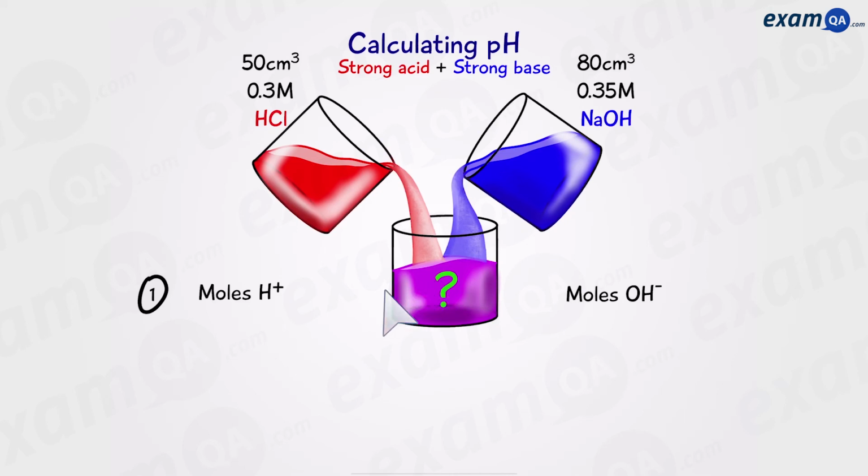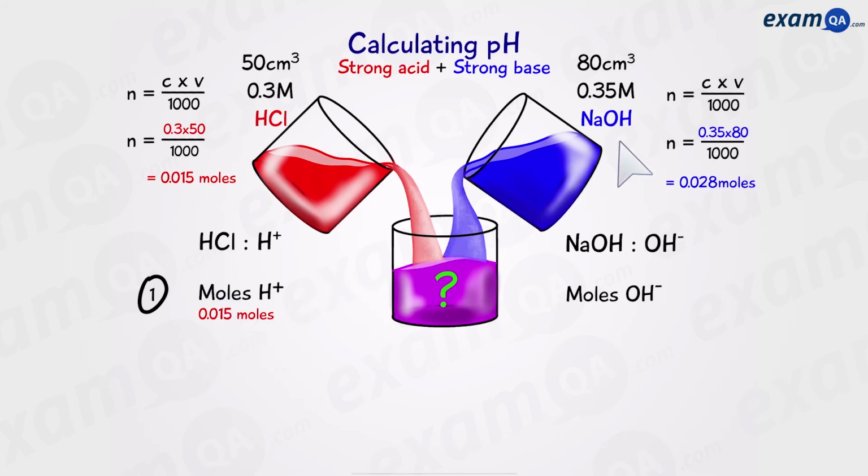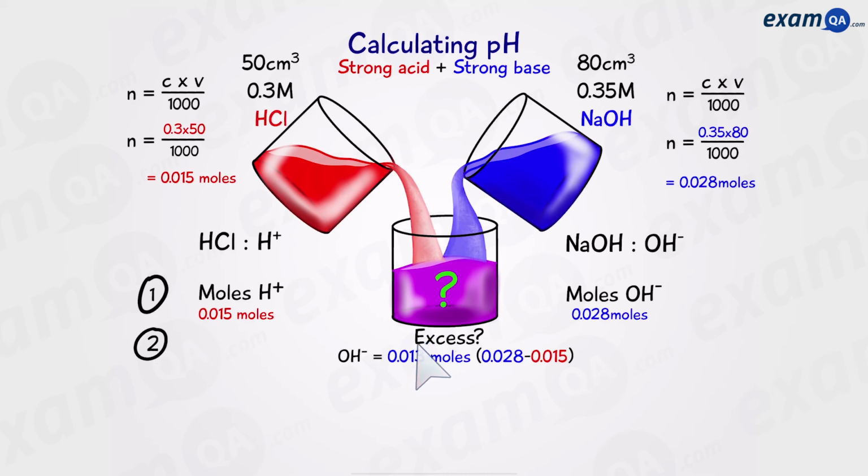Again, step 1, we're going to work out the moles of H+ and OH-, which are coming from the hydrochloric acid and the sodium hydroxide respectively. So starting with the left, the moles of hydrochloric acid will still be the same, 0.015, so we have 0.015 moles of H+. As for the right side, the moles of sodium hydroxide is going to be 0.028, and so will the moles of hydroxide ions. Step 2, let's work out which one will be in excess. So we can tell here that the excess is going to be the hydroxide ions, and we're going to have 0.013 moles of hydroxide remaining after the reaction has finished.